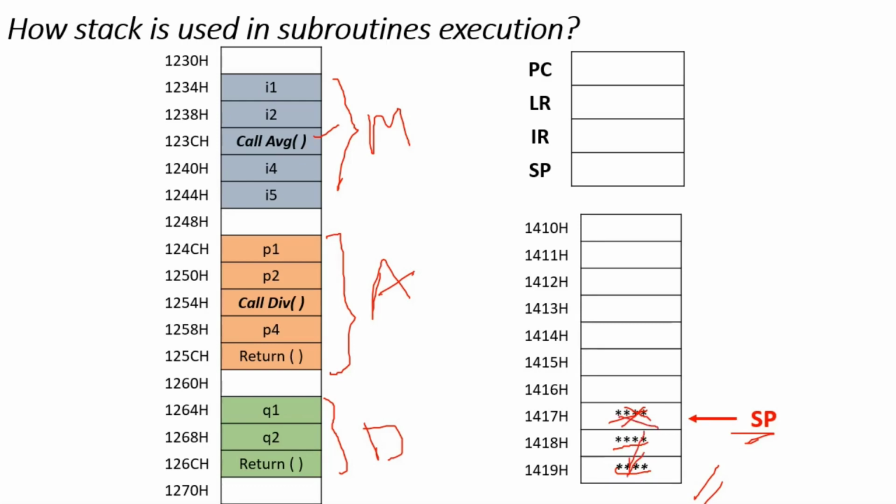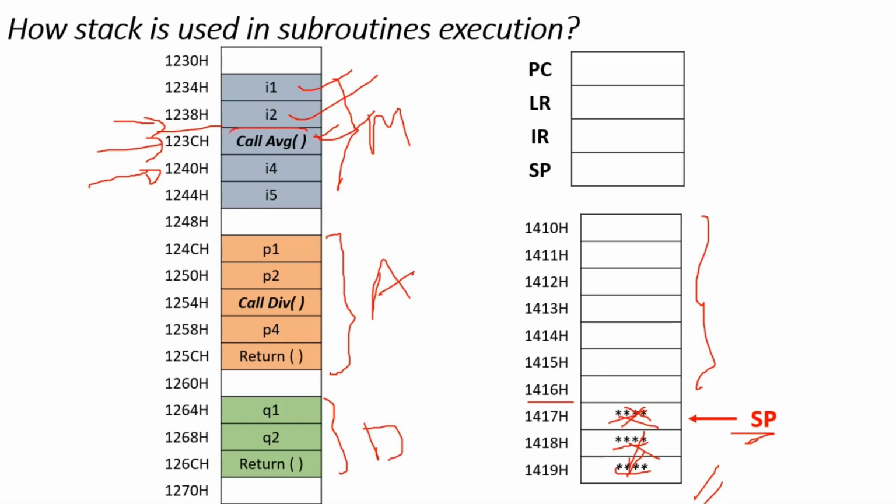The stack is empty from 1416H. Okay, this is the empty stack. So whatever I have to push, I have to start pushing to 1416H. We know the stack operations, push and pop. So now what happens is I1 executes. When I1 executes, PC is pointing to 1238H, that is I2. When I2 is executing, PC will be pointing to the function call. When the function call executes, PC will be pointing to I4 actually, that is 1240H.